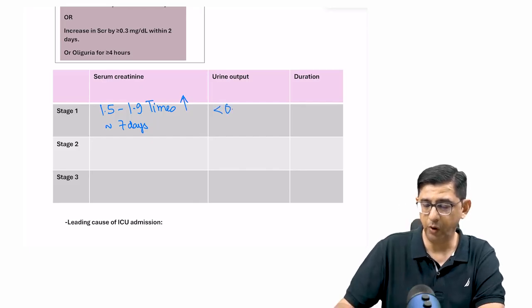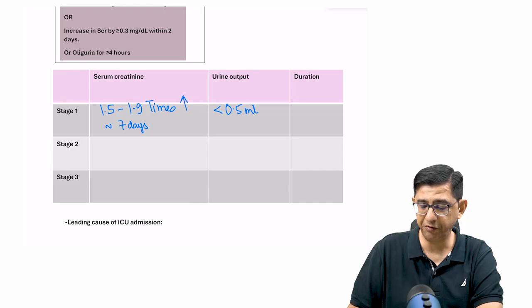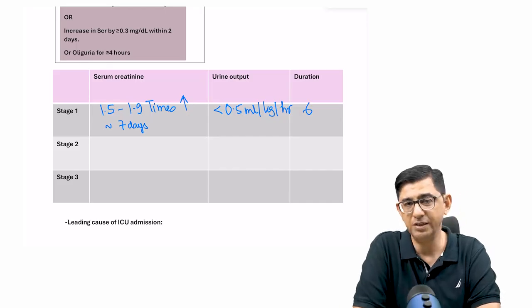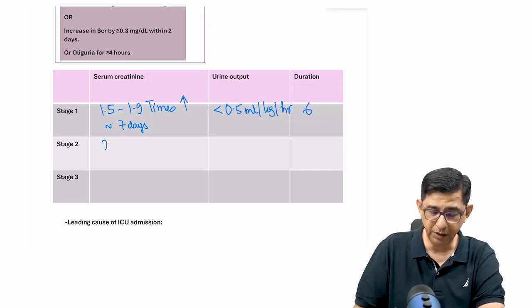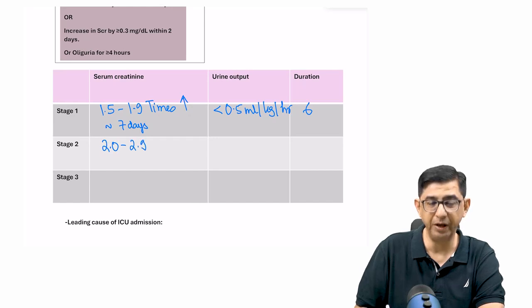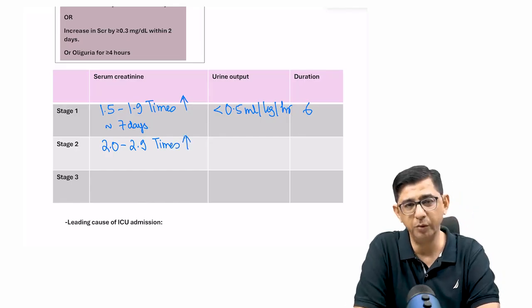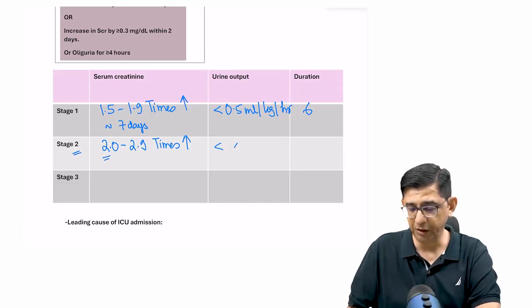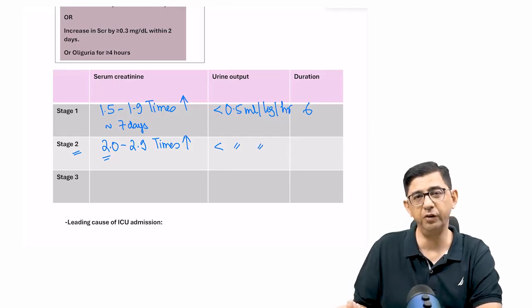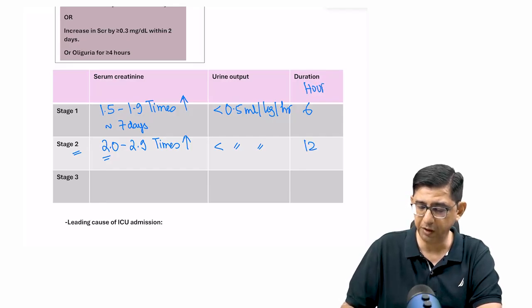Normal urine output is 1 ml per kg per hour. If the urine output of a person decreases to 50% of normal, that is 0.5 ml per kg per hour for 6 consecutive hours, I'll say it is stage 1 of acute kidney injury. Stage 2 is less likely to be asked because most doctors will never make a mistake. If the serum creatinine rises to 2 to 2.9 times of normal, so 2 and 2, most people are unlikely to make a mistake. The urine output is still decreased to 50%, 0.5 is 1 by 2, so 2 value coming again, for 12 consecutive hours, then we will say that the person has gone into stage 2.